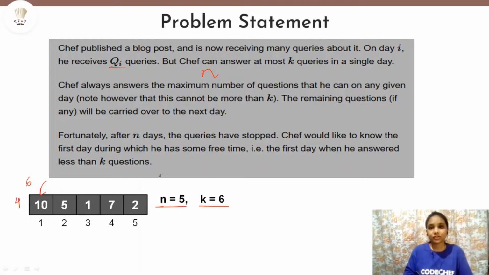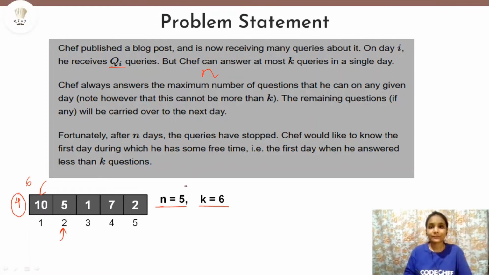So what about these leftover queries? These leftover queries will be accumulated on the next day along with the new queries of that day. So suppose on the second day, Chef has 5 queries to answer and from day 1, he will also receive these leftover queries, that is 4 queries that were left over. So that is what is happening in this question.